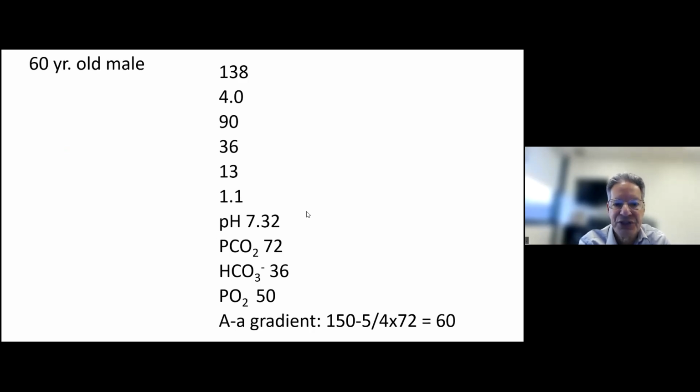Okay, here's a 60-year-old male. Look at the numbers. You've got an elevated bicarbonate. Think of the three acid-base disorders that do it and decide which of the three it is. Again, is this a metabolic alkalosis? Is this acute respiratory acidosis or chronic respiratory acidosis? You have to, again, know the three rules and see what it is.